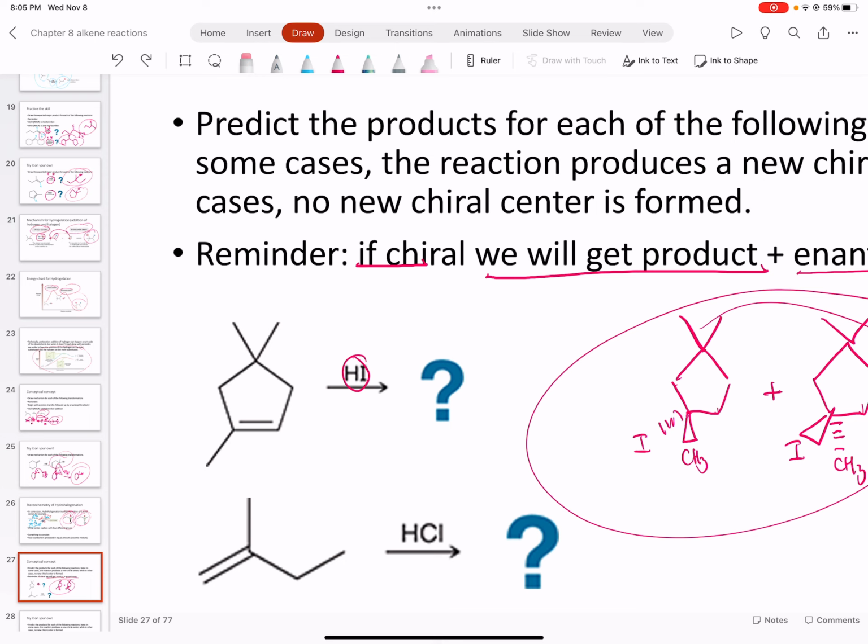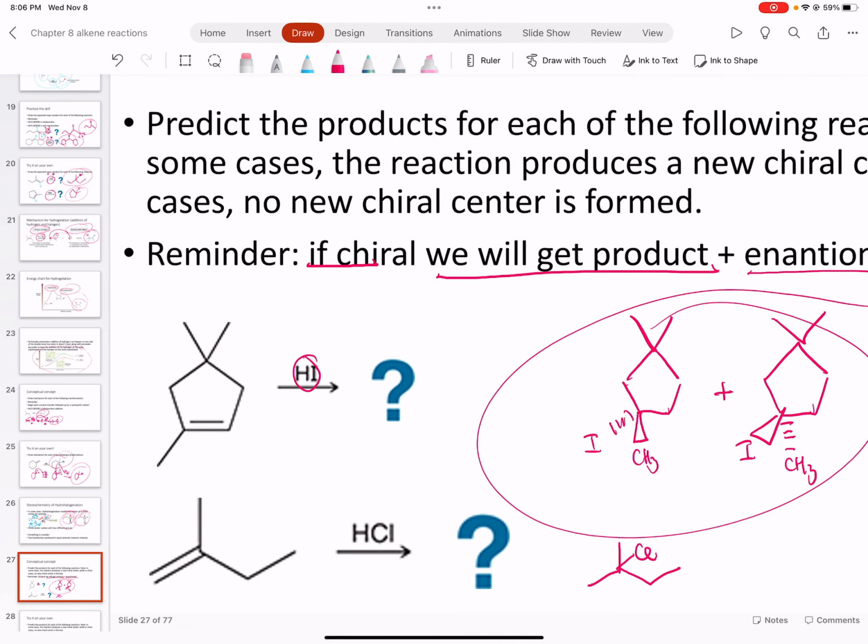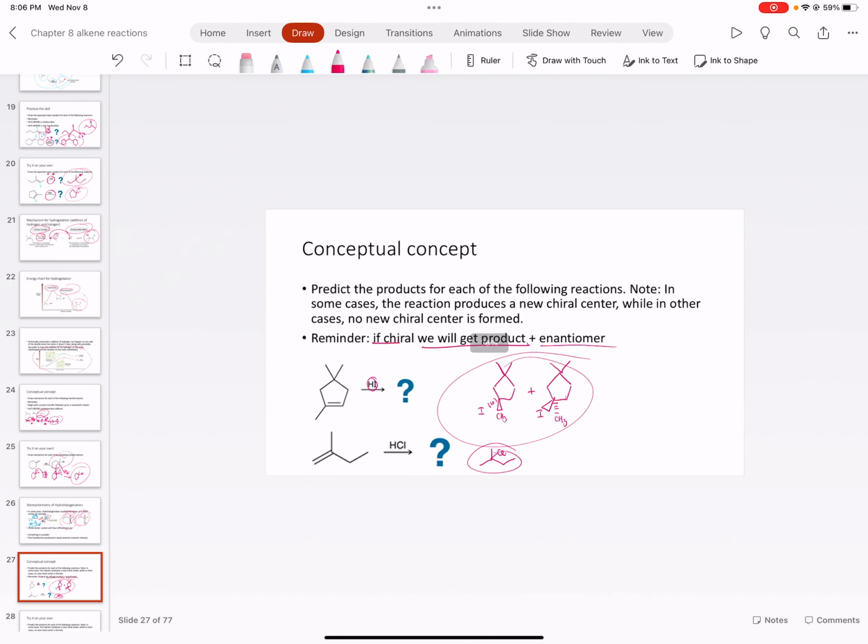Oops, let's see. So since we considered that, we can add our chlorine to the most substituted, and then we can add our hydrogen to the least substituted. So if you think about it, technically I wouldn't be making a chiral center, right? Because this one and this one, they're the same group. So this one will be my product and my only product.